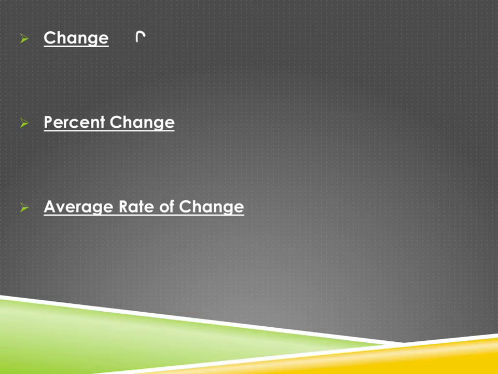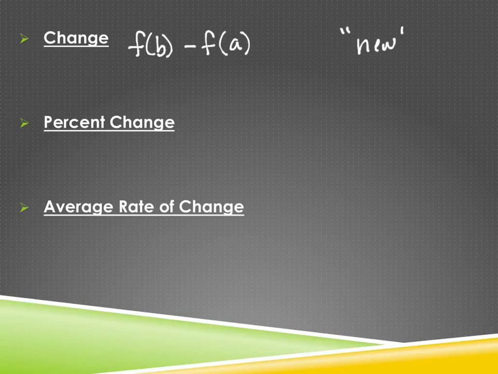Change actually takes 2 y values and subtracts them. So f of b minus f of a. And one of the ways that you can think about this is that it's the newer y value minus the older y value. So usually something that happened today compared to something that happened 3 weeks ago or 2 months ago or something like that.